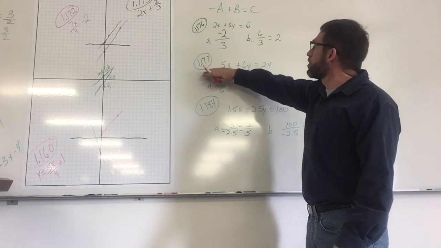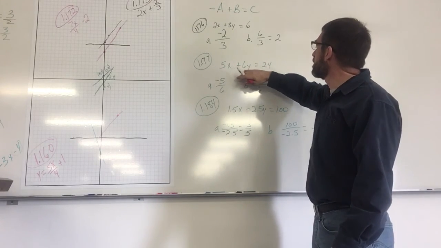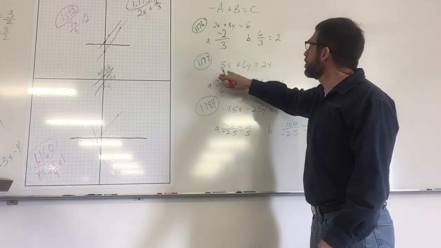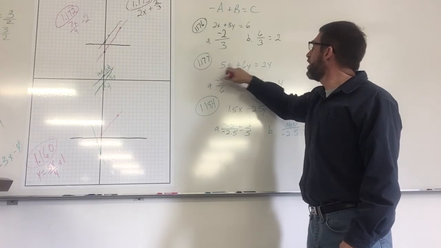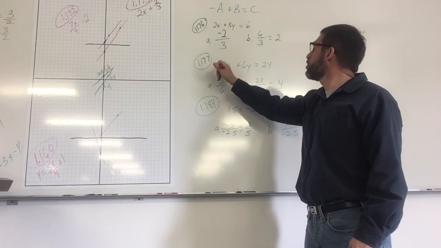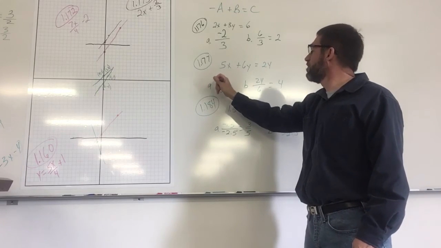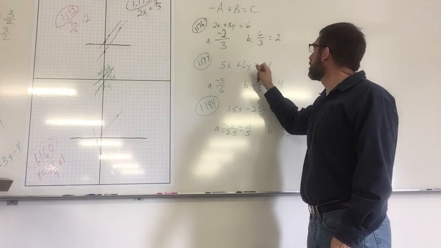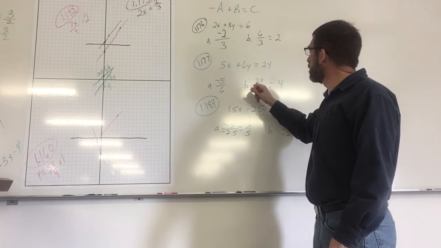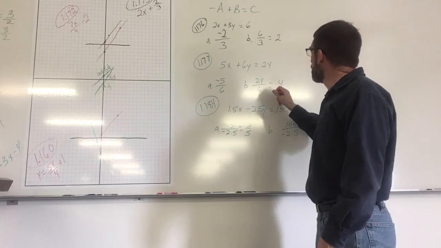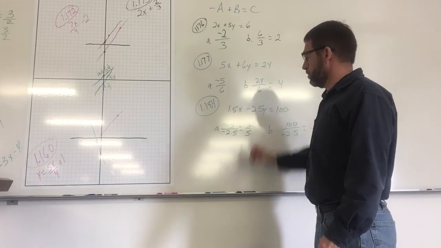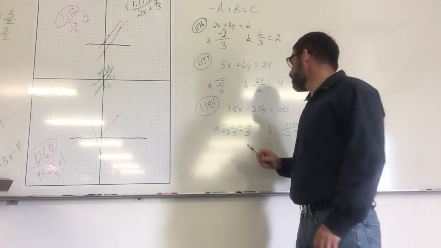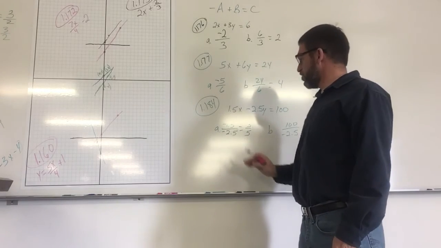Here's the next one, 5x plus 6y equals 24. You can change this here into 5 with 6 underneath. Now remember, you got to make this a negative, -5 over 6. And you're going to put 6 underneath 24. For B, put 6 underneath 24, it equals out to 4. Very easy.